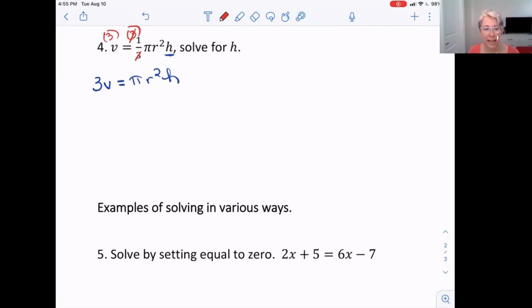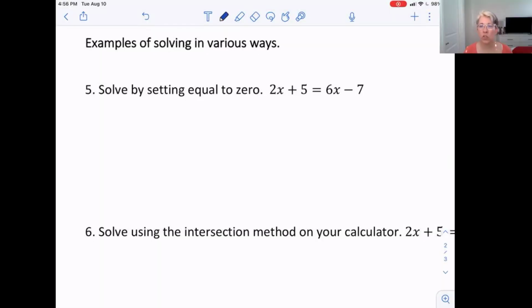But we want to get that h by itself. So since everything on the right-hand side is being multiplied, we're going to undo that and divide. So divide the right by pi r squared and the left of the equal sign by pi r squared. And we get h equals 3v divided by pi r squared.